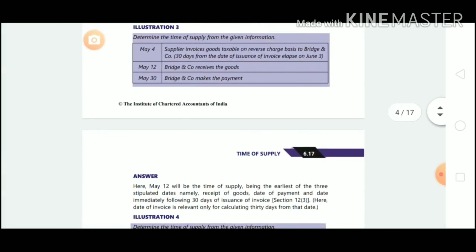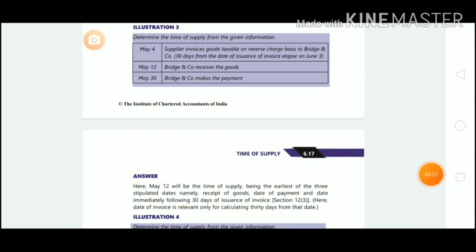So it's given here, determine the time of supply from the given information. May 4, supplier invoices goods taxable on reverse charge basis to Bridge & Company. 30 days from the date of issue of invoice elapses on June 3. May 12, Bridge & Company receives the goods. May 30, Bridge & Company makes the payment.